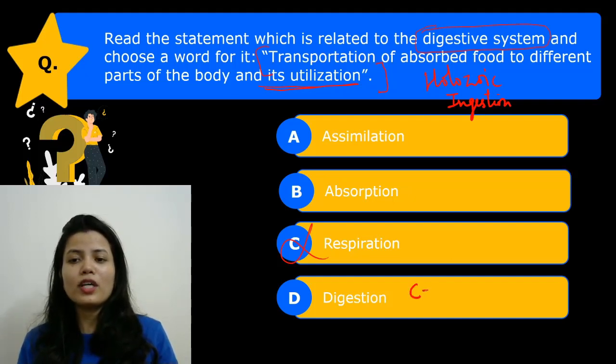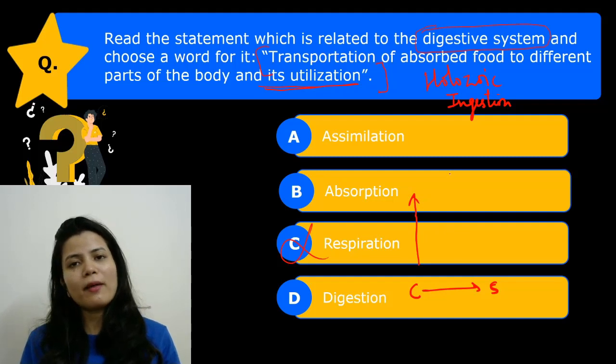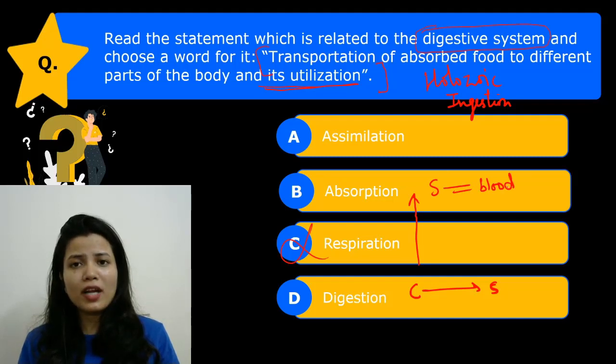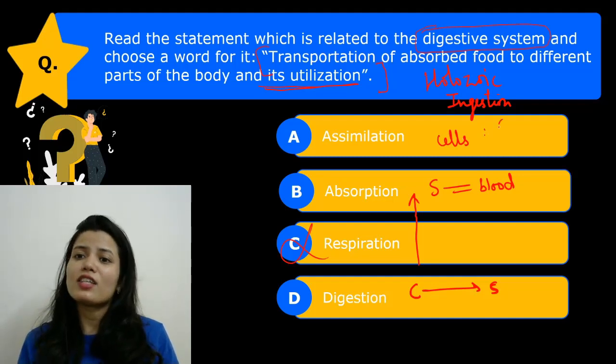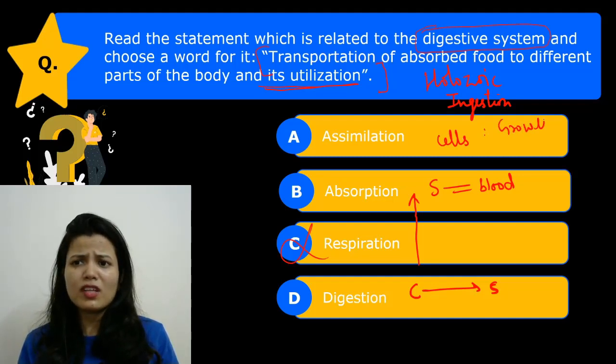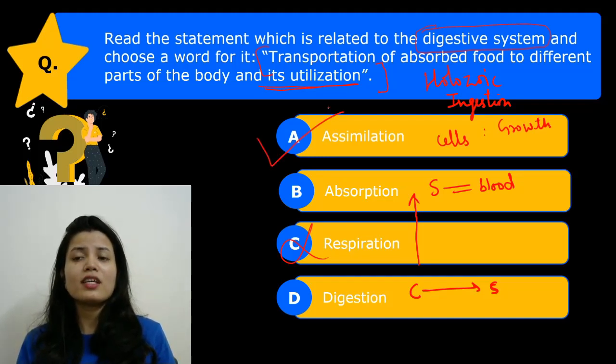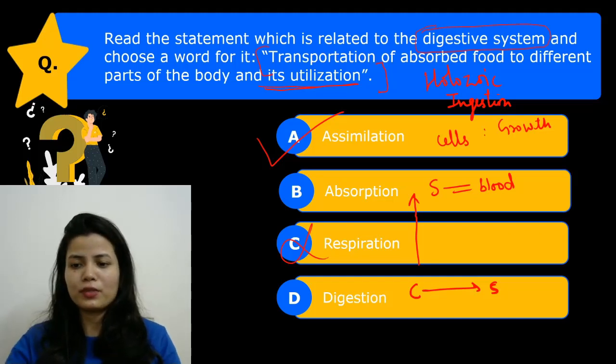What happens in digestion? A complex food is broken down into simpler food, which is followed by absorption. What happens in absorption? The simpler food is taken to the blood. After which the blood takes it to the various cells, where it is utilized for various purposes such as growth and repairing wounds. So the correct answer is assimilation.